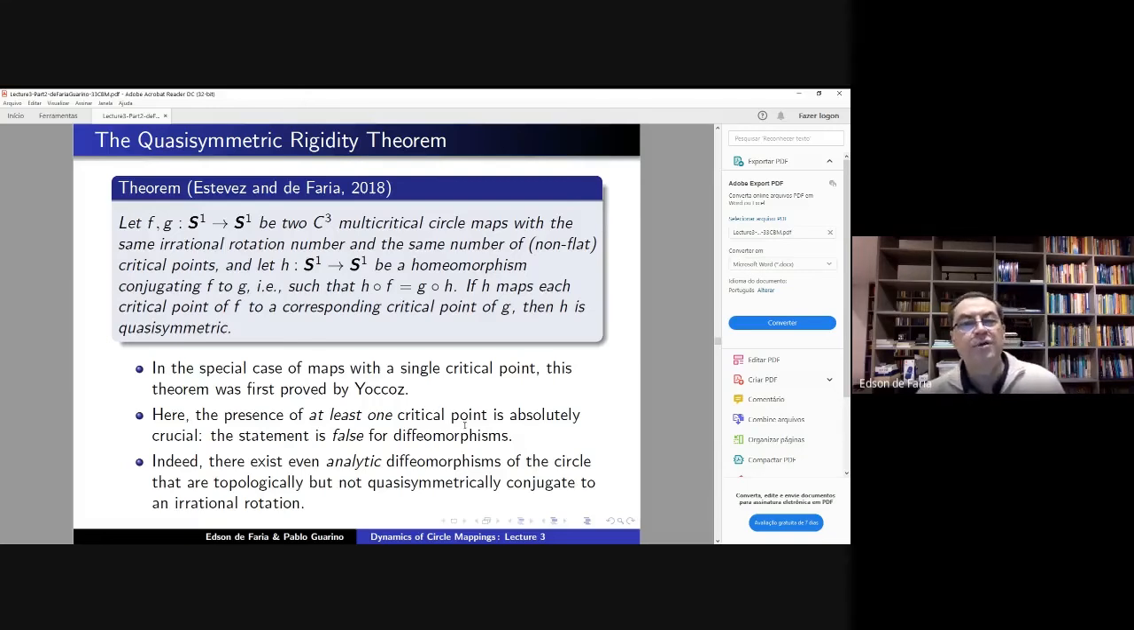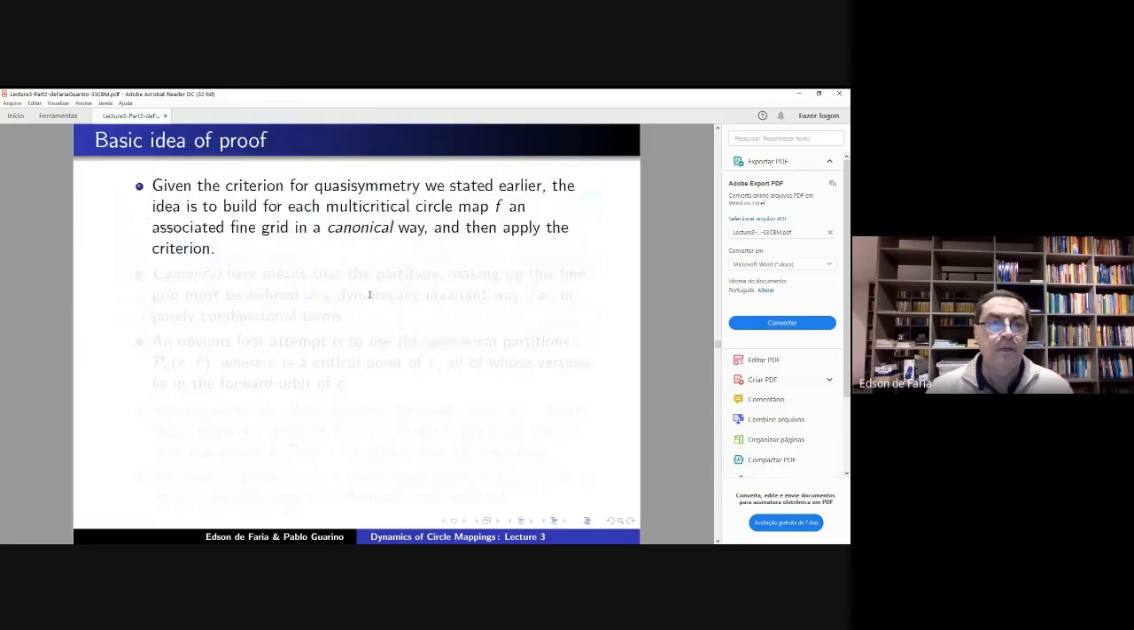What I want to do is to give you an idea of how this theorem is proved. The basic idea, of course, is to apply the criterion that I stated in the beginning for quasi-symmetry. So what we need to do is to build some fine grid.